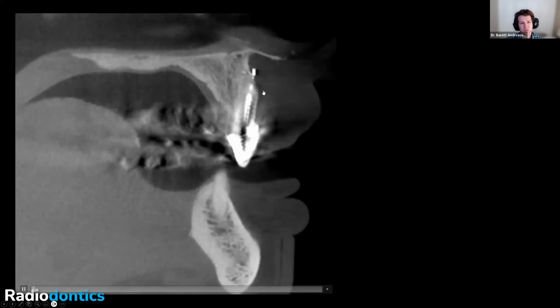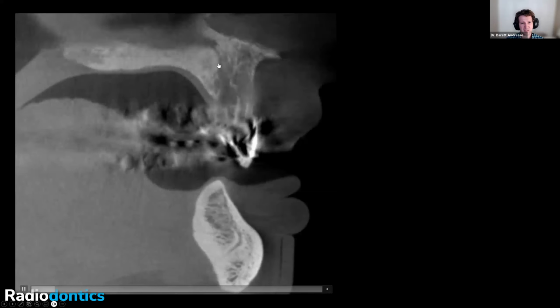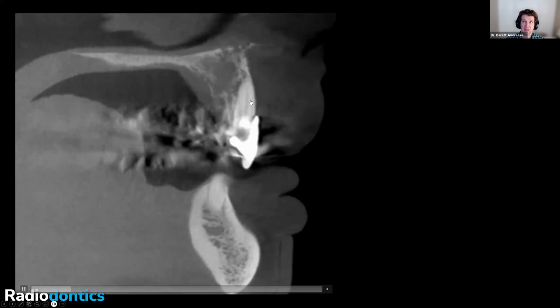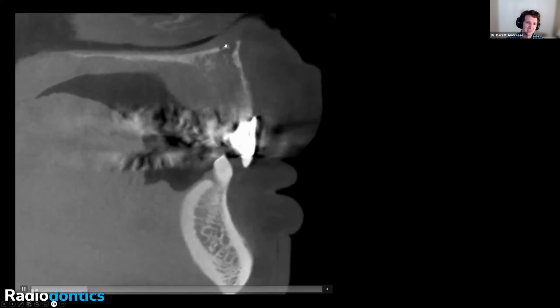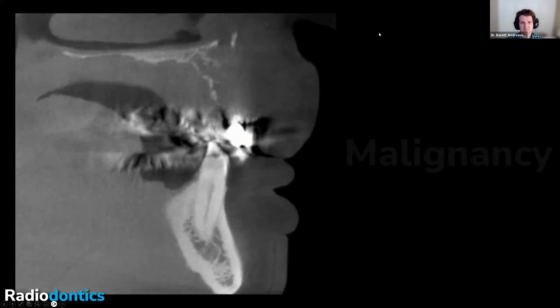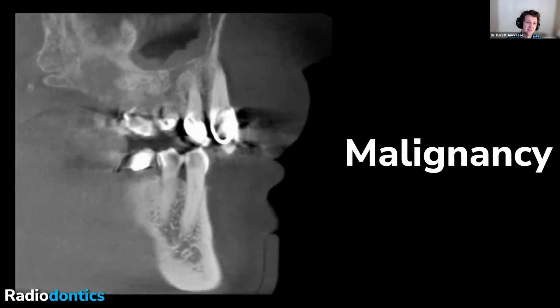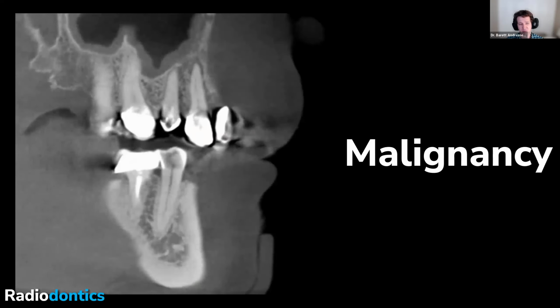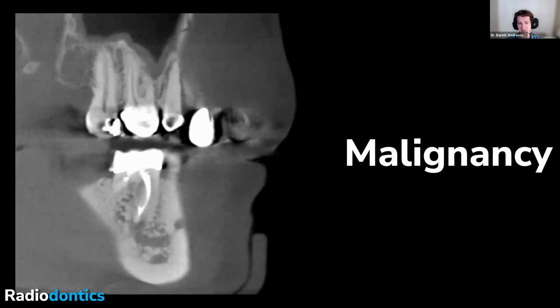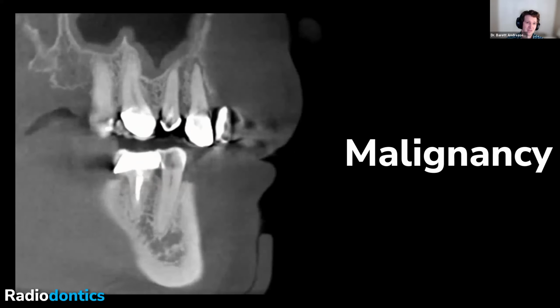And if we move over to our sagittal view, we can see more of that irregular and kind of insidious appearance of this lesion. This of course is a malignancy. Whether this is a squamous cell carcinoma or osteosarcoma, again, doesn't really matter. What matters is that you find it.